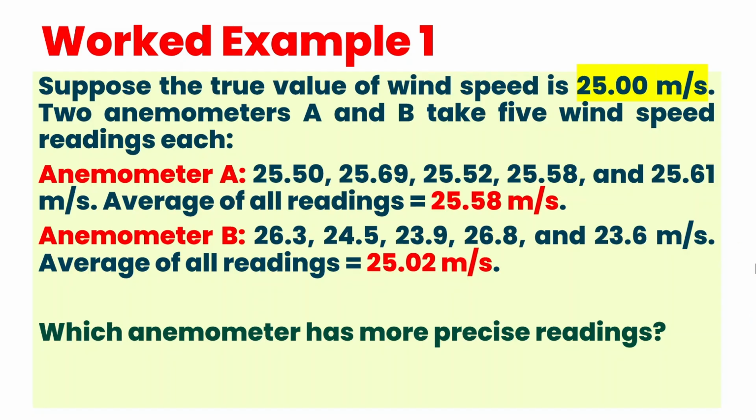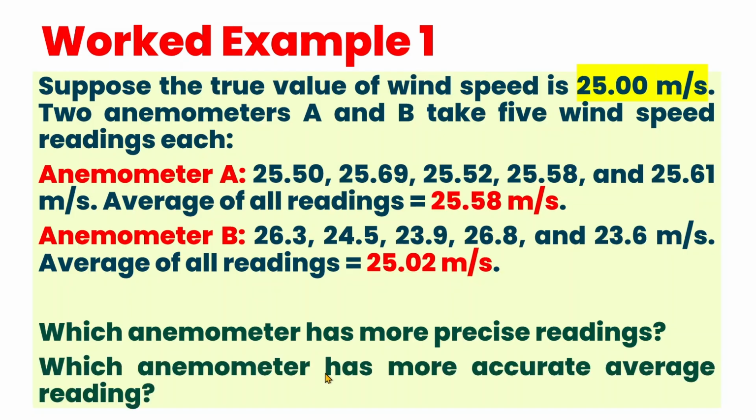Whereas anemometer B has values of 26, 24, 23, 26, and 23. They are a little bit far from one another. That's why anemometer A has more precise readings. Which anemometer has more accurate average reading? I'll give you 5 seconds to think about this. Okay, your answer is yes, it is correct. While anemometer A has more precise readings, anemometer B has more accurate average reading.